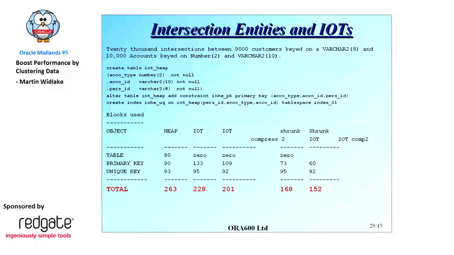With index organised tables, you can compress the index to save space. And you can shrink your IoT and save more. And then you can shrink and have compressed indexes. You can end up using, instead of 263 meg or whatever, 152. So you can save space with an IoT as well. Just putting that piece of information in your head. I don't expect you to fully grasp the details, but if you go to create intersection entities, you can actually make them a lot smaller and more efficient by using an IoT.